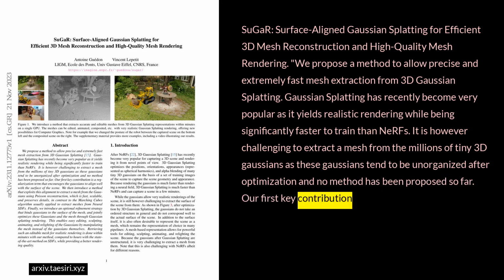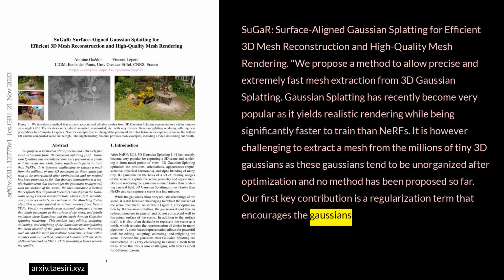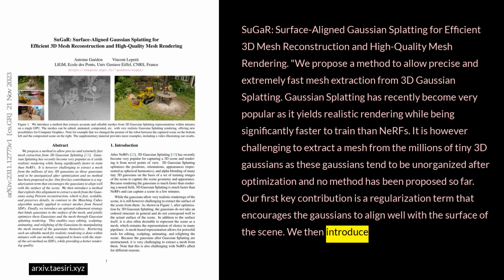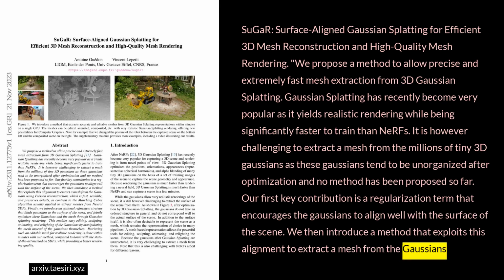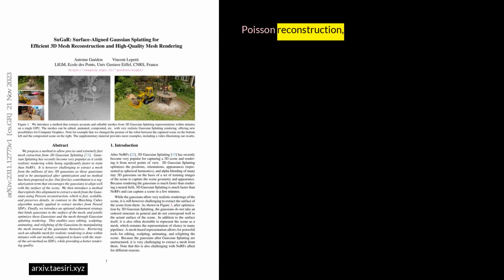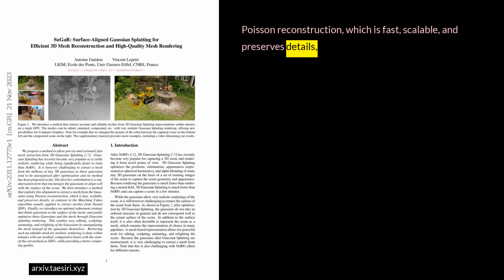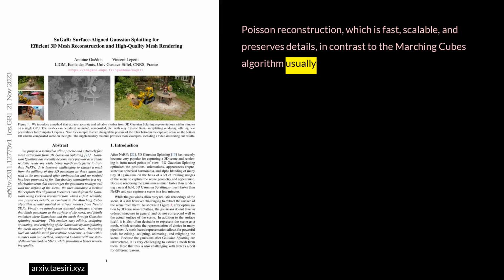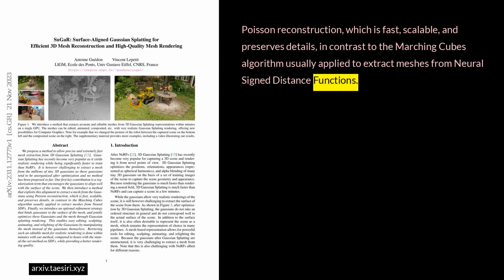Our first key contribution is a regularization term that encourages the Gaussians to align well with the surface of the scene. We then introduce a method that exploits this alignment to extract a mesh from the Gaussians using Poisson reconstruction, which is fast, scalable, and preserves details, in contrast to the marching cubes algorithm usually applied to extract meshes from neural signed distance functions.